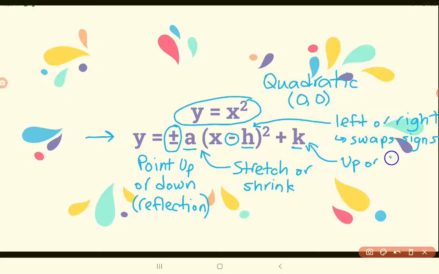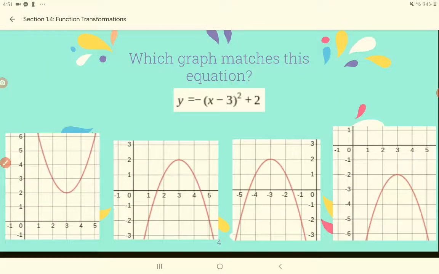So if it was like a +3 outside, I would know that I went up 3. If it's a -3 outside, I know I went down 3. Okay? So those are all examples of some different transformations that I could have. So let's put that into practice.